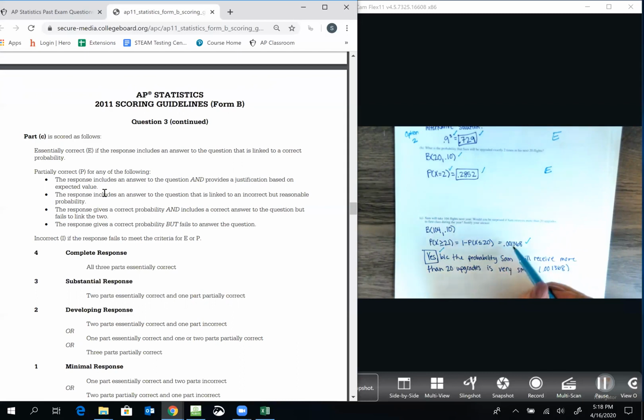If you calculated this probability incorrectly, but it was a reasonable probability, that was also partially correct. If you did not explicitly link the two, that was also partially correct. Or if you gave a correct probability, but you failed to answer the question. So if you didn't actually answer the question, but you got the probability right, that was also partially correct.